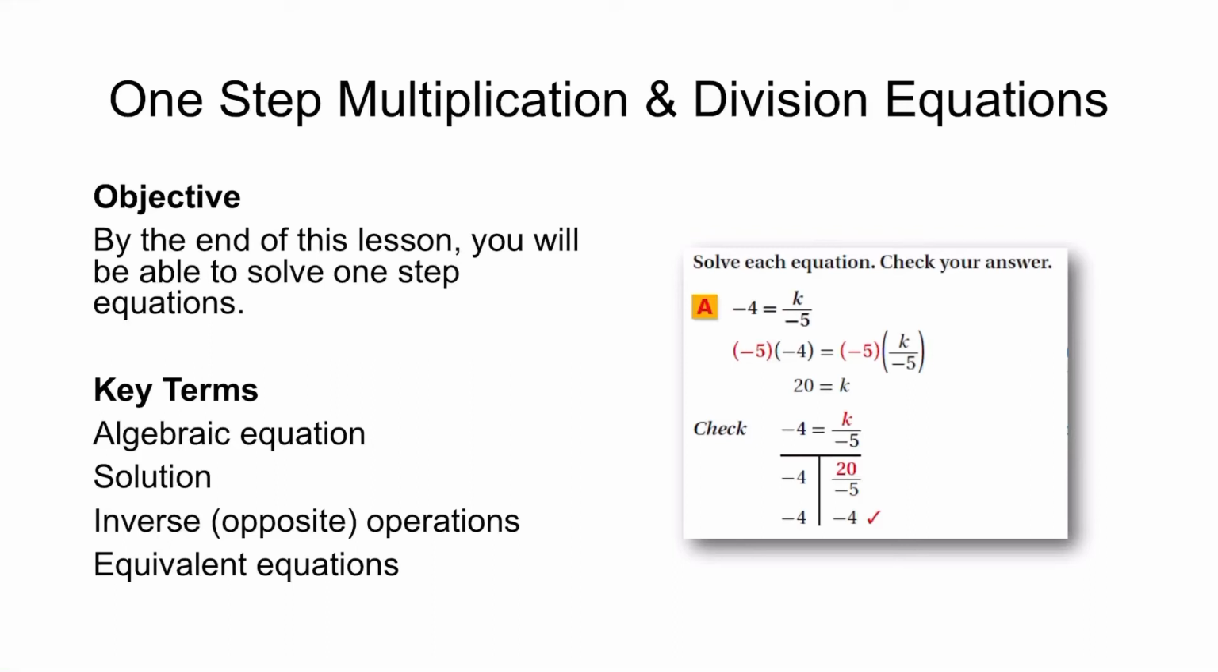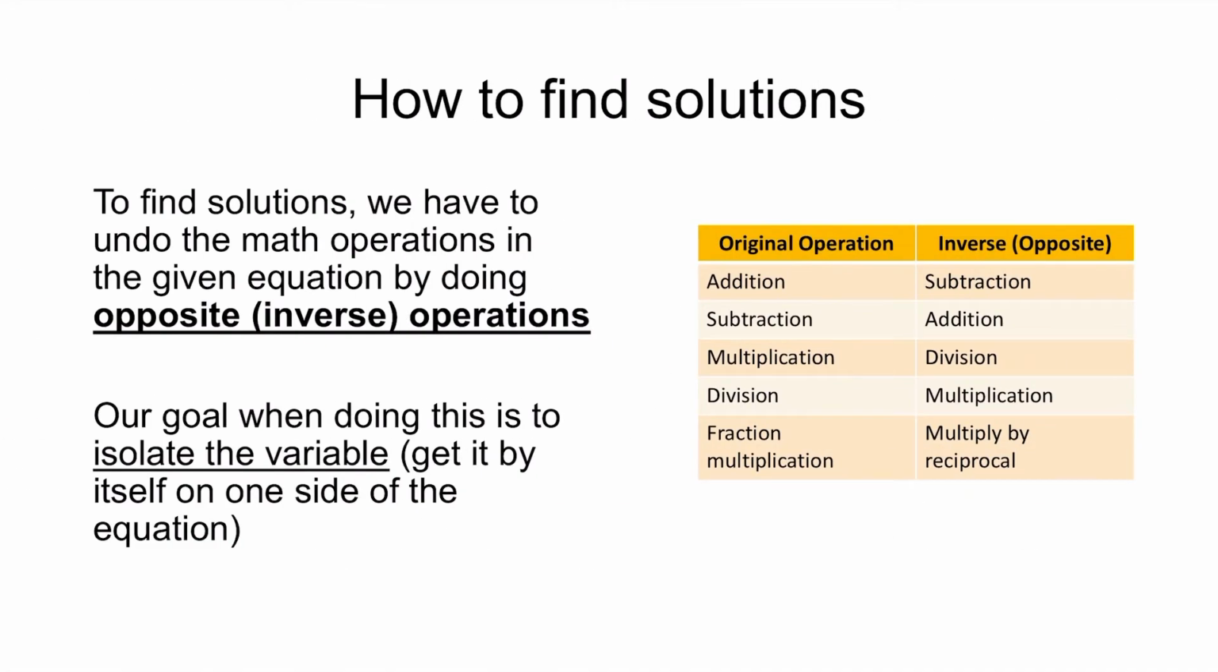So in this video, we're going to talk about how to solve one-step multiplication and division equations. What we're trying to do is find solutions to these equations. And remember, we have to undo the math operations in the original problem by doing what's called opposite or inverse operations. In this lesson, we're going to be talking about multiplication and division. The opposite of multiplication is division, and the opposite of division is multiplication.